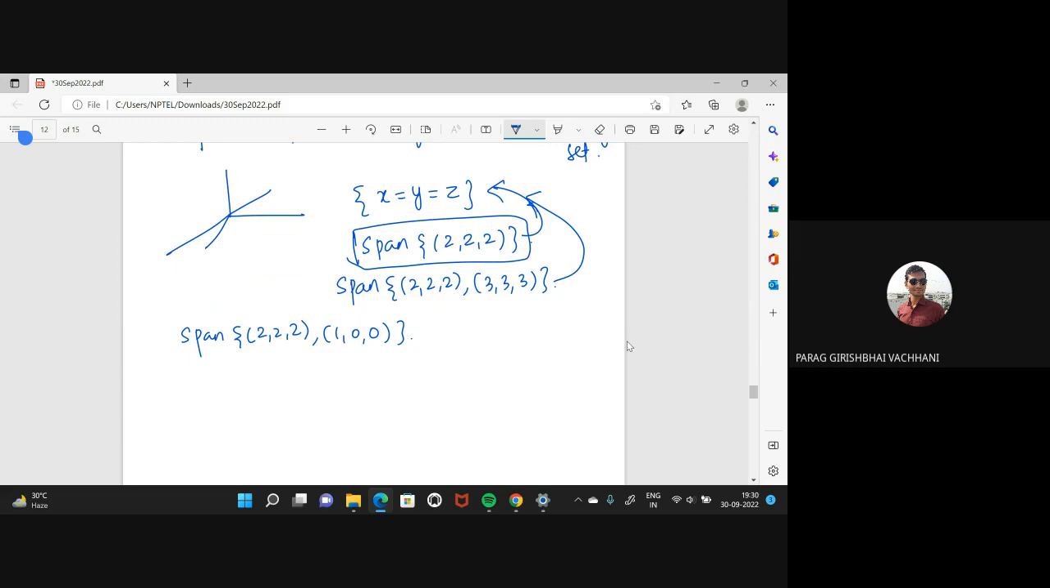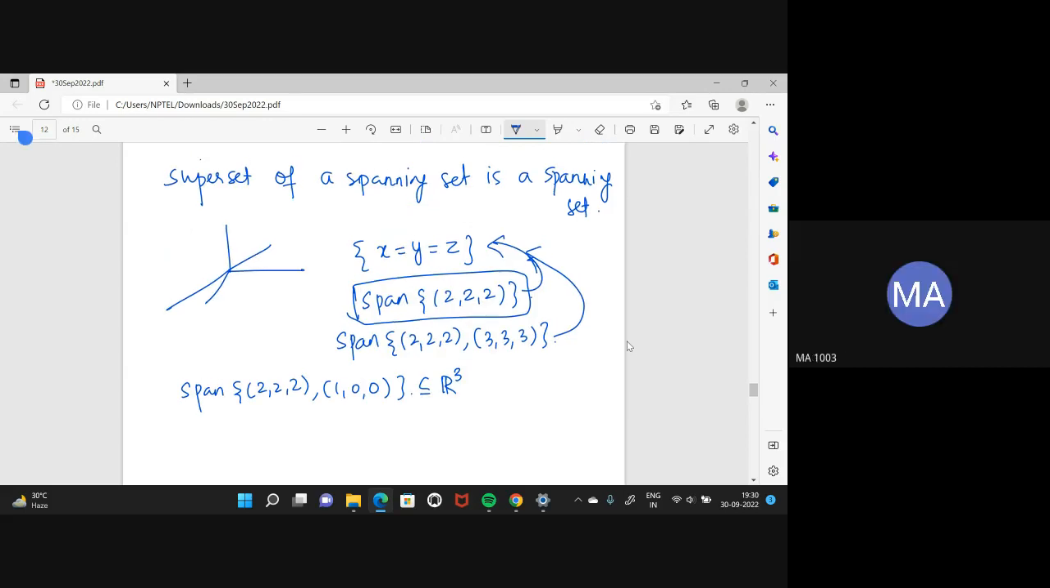Some plane in R3. Not the XY plane, some plane. It will be a plane passing through the origin in R3, right? Yes, ma'am. So a superset of a spanning set is a spanning set, but that doesn't mean it holds just like that. This is a superset of this spanning set, right?